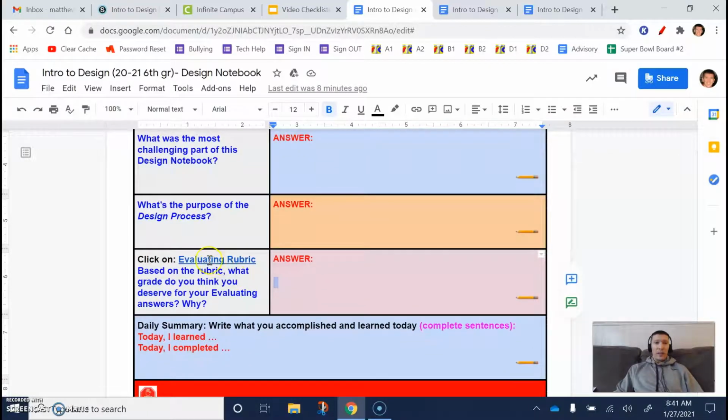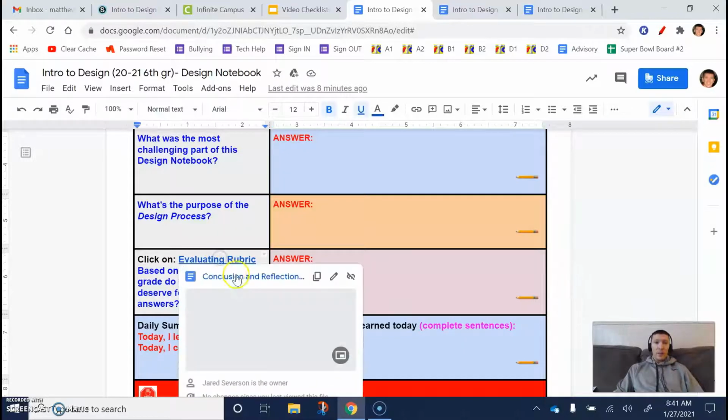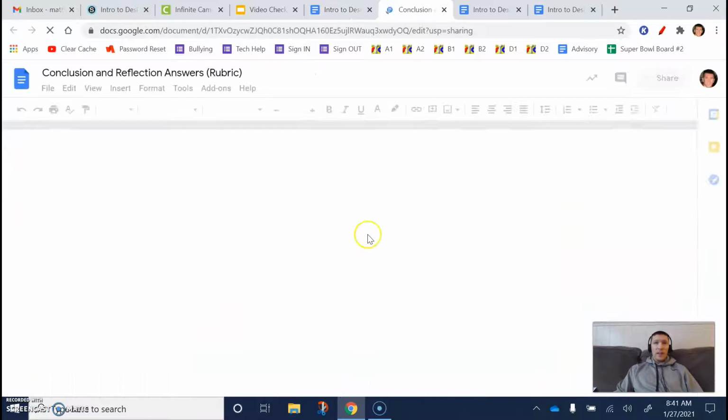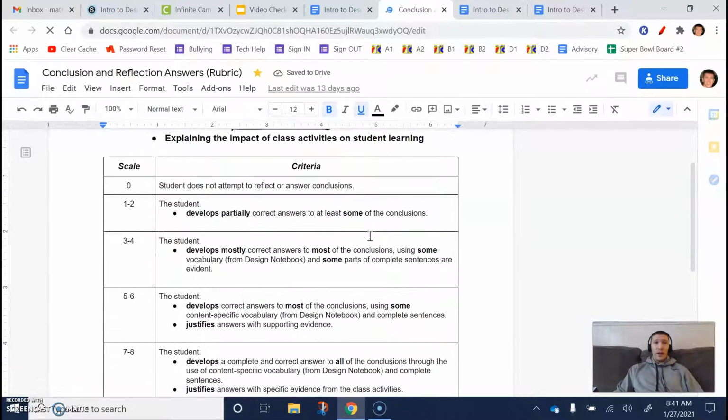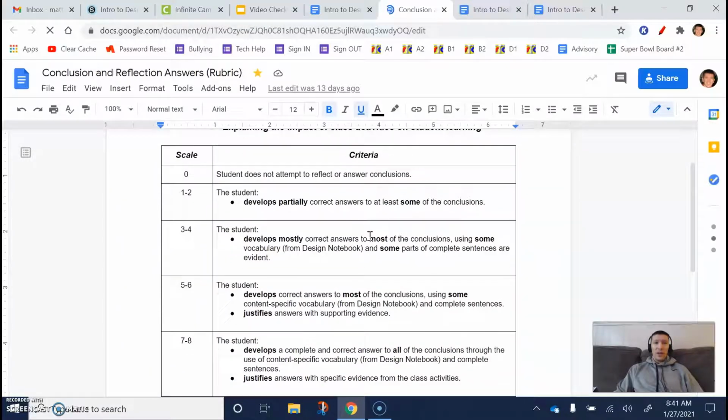And for that, you'll have to click on the evaluating rubric, which is how you're being graded for every evaluating section throughout the semester. When you click on that, it'll take you to this document, which goes over on a scale of 1 through 8 how you're going to receive your grade with your evaluating questions.